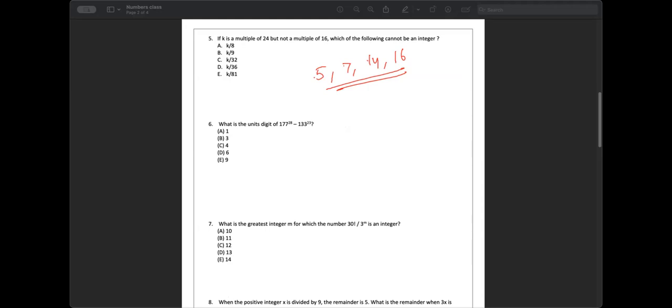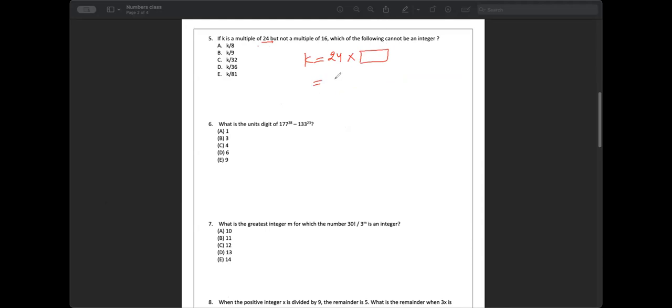Okay, let's see the questions. Starting with fifth. K is a multiple of 24. So K is equal to 24 into something. No, it could be 24 into 1, it could be 24 into something more.